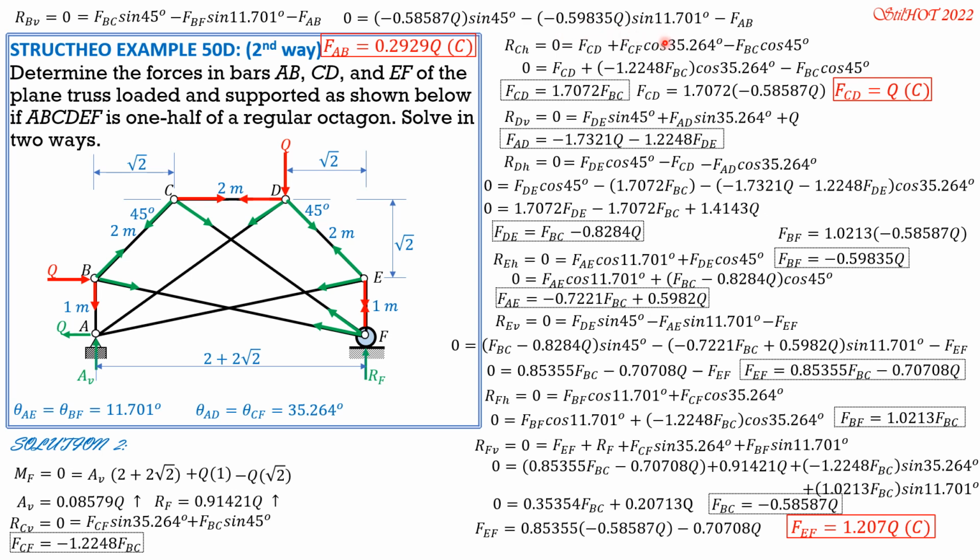So FAB is also negative. If you compute negative 0.58587 sine of 45 Q, then plus 0.59835 Q sine of 11.701, it's negative. So that's why FAB is 0.2929 Q compression, which is the same as the first solution. So that's it. It's very lengthy because the problems are challenging, and there are two problems here where I present two solutions.